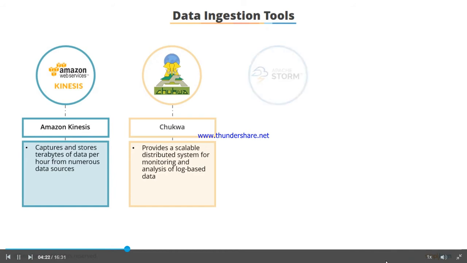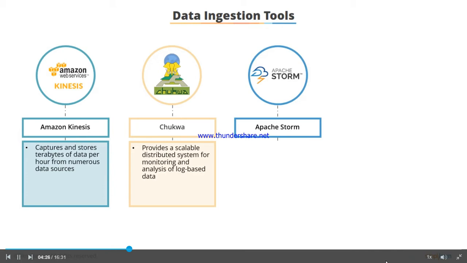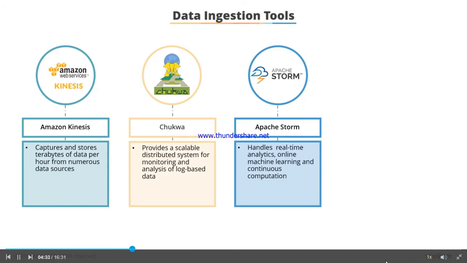Apache Storm is a general-purpose event processing system, which is ideal for batch mode processing over massive datasets. It is a distributed, real-time computation system for use cases such as real-time analytics, online machine learning, and continuous computation.